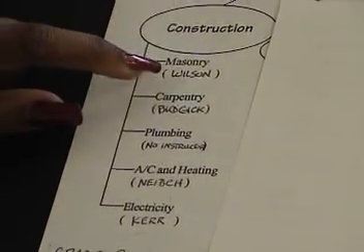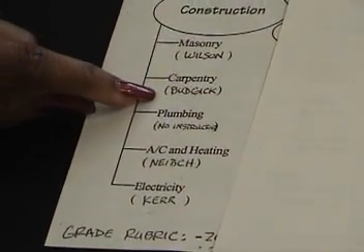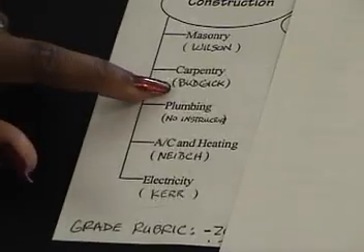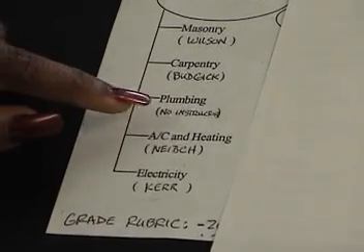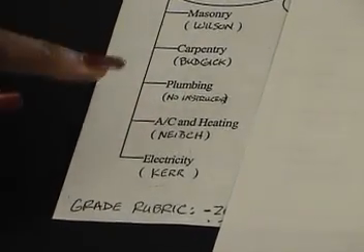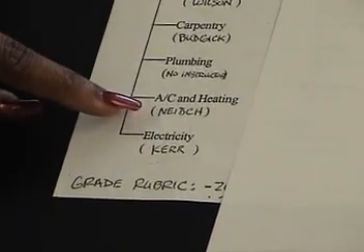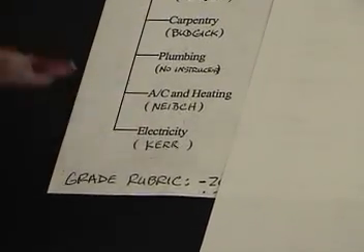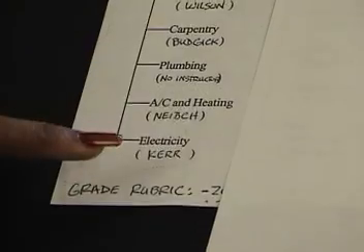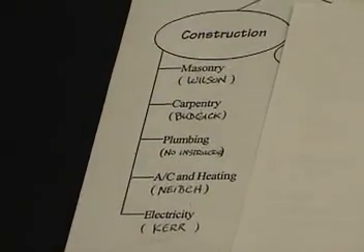Masonry's instructor is Mr. Wilson. The instructor for the carpentry class is Mr. Budget. As you can see, plumbing has no instructor. And air conditioning and heating's instructor is Mr. Nibbs. Electricity's instructor is Mr. Kerr.